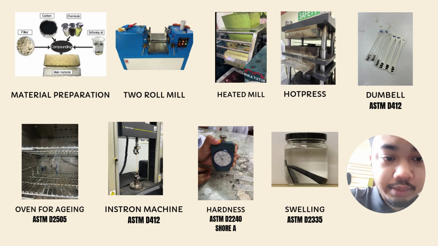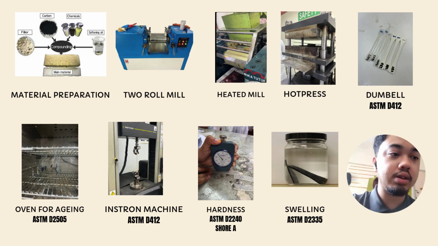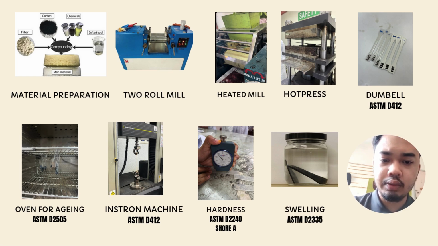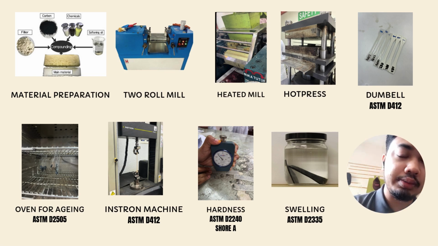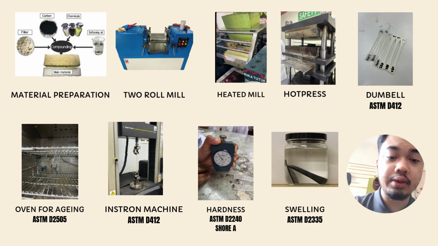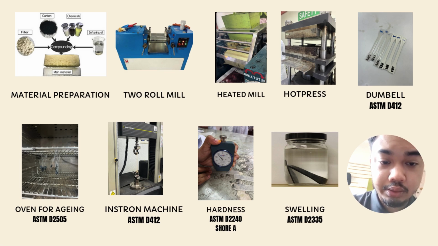For the dumbbell shape, we use ASTM D412. Then we have two samples, aged and unaged. We use an oven for the aging, for 1 week, I think, using ASTM D2505 for aging. Then after we have the two samples, we use an instrument machine for the tensile strength, flexural and other tests. From the instrument machine, we use ASTM D412, and we also test for hardness. For hardness we use ASTM D2240, and we use Shore A to get the hardness.